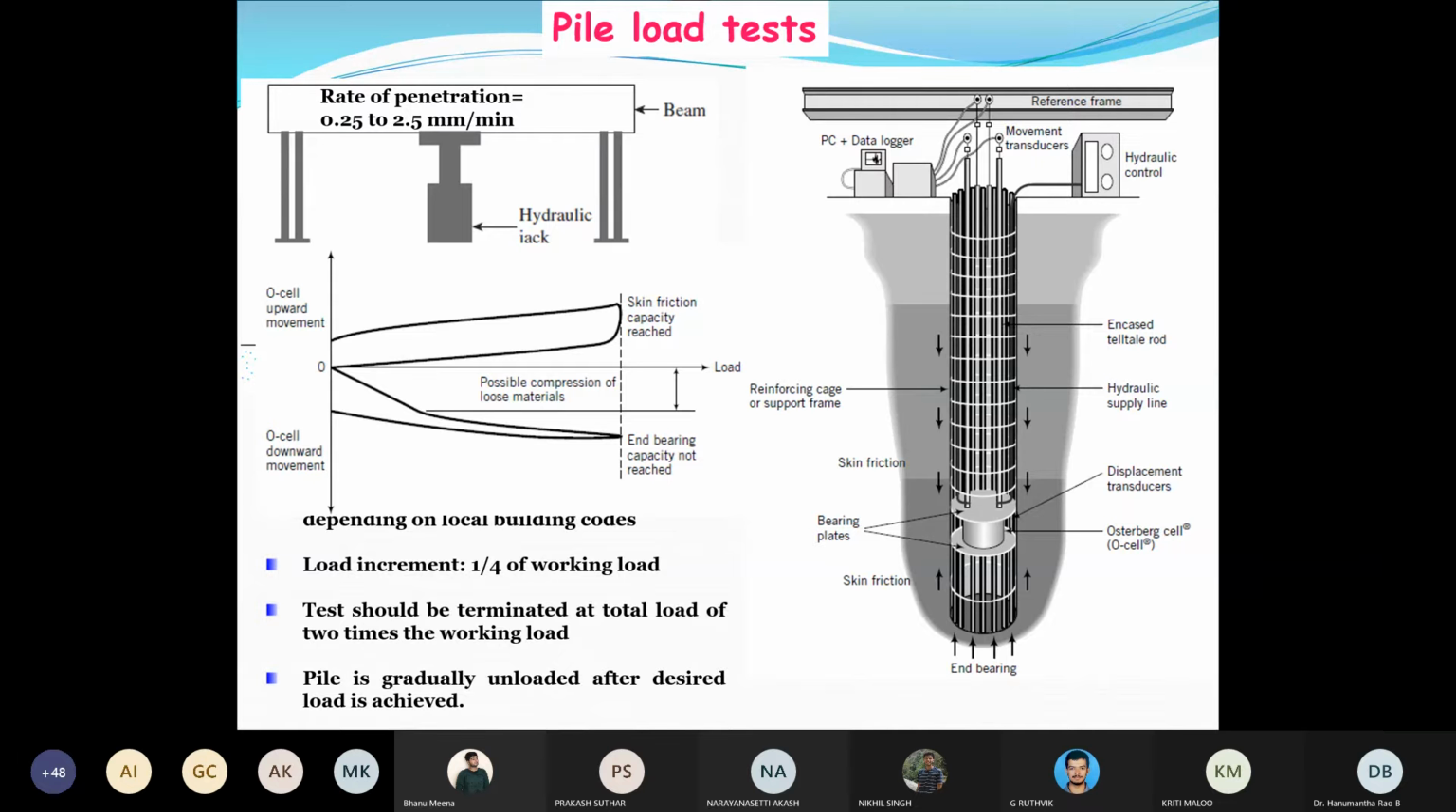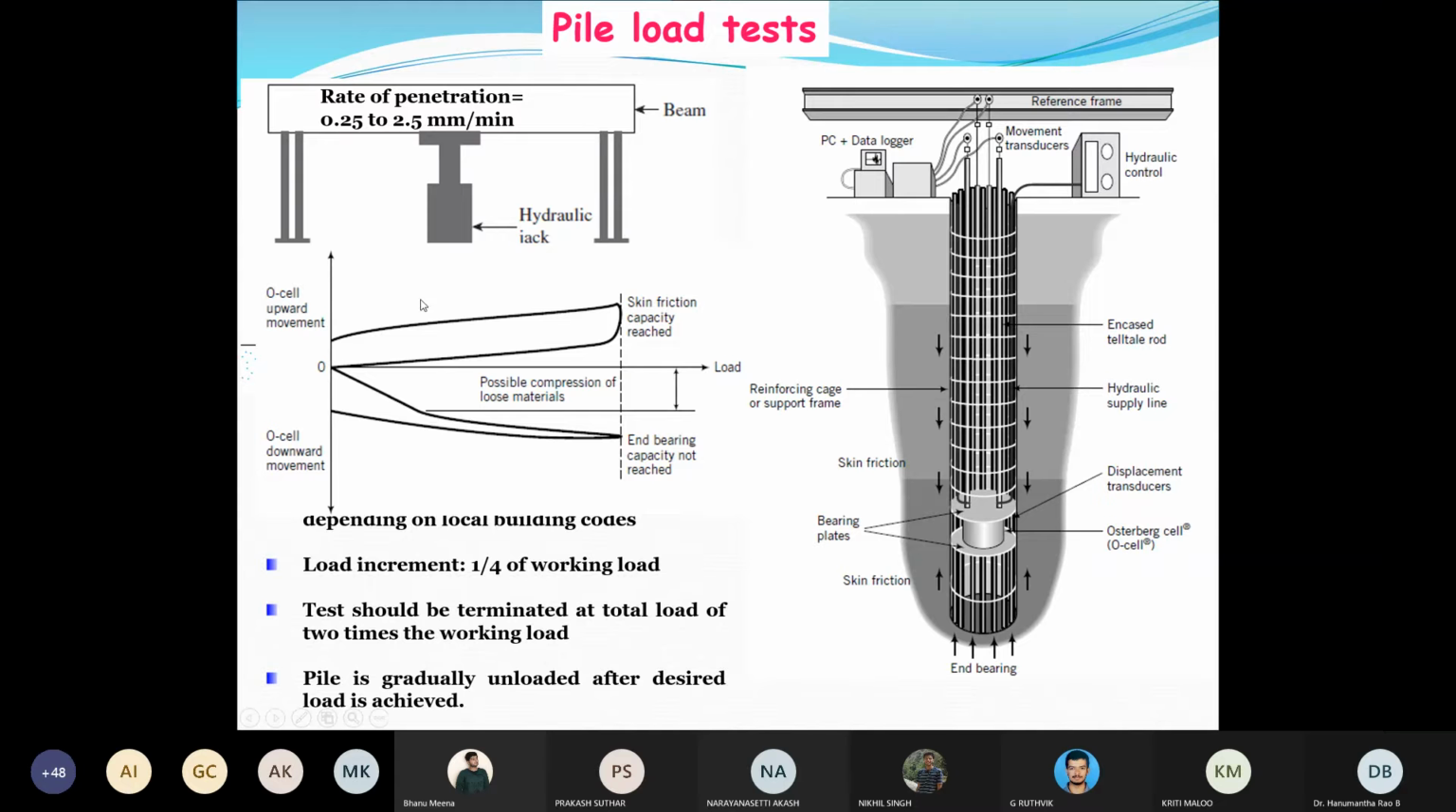When you release the load, the O cell rebounds. That is called the O cell upward movement. If you look at this graph, load versus movement, from the axis, if it is below, that indicates that the pile is undergoing compression. The above indicates that the pile is rebounding.